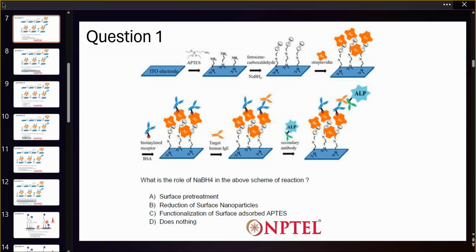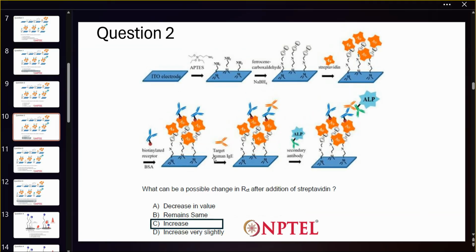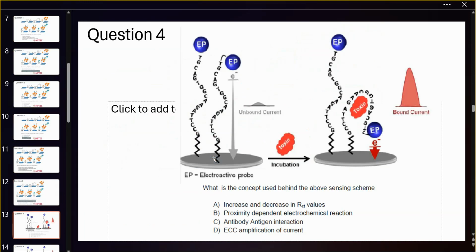So this is the first setup. So this is the second setup. In the second setup, this is quite a simple setup. So basically what is happening is you have an indium tin oxide surface, then you have an aptamer. Aptamer is a long protein chain.